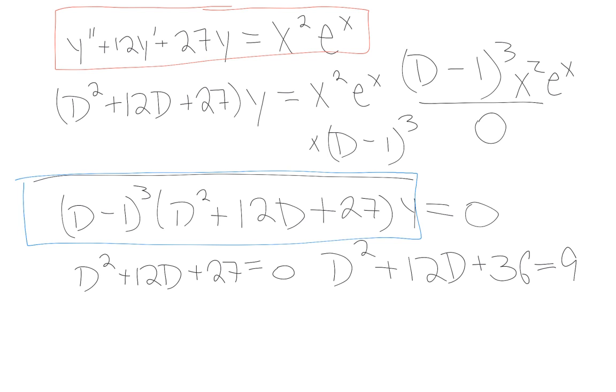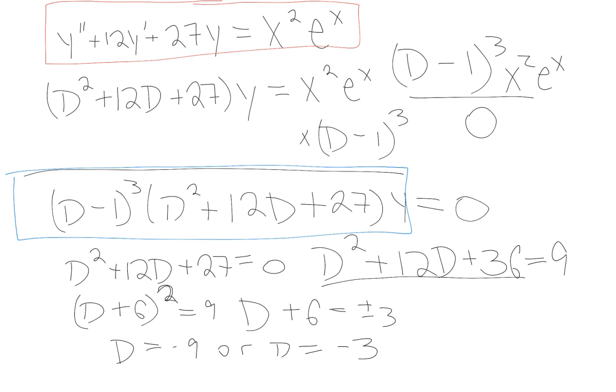So 27 plus 9 is 36, and then 0 plus 9 on the right-hand side of the equal sign, that's just 9. So d squared plus 12d plus 36 is equal to (d plus 6) squared, and that's 9. So d plus 6 squared is 9, so d plus 6 equals plus or minus 3. Hopefully you can see by evaluation that d would be equal to minus 9 or d would be equal to minus 3.